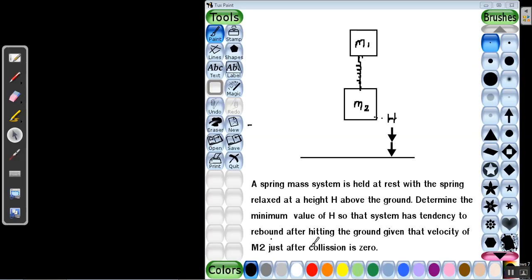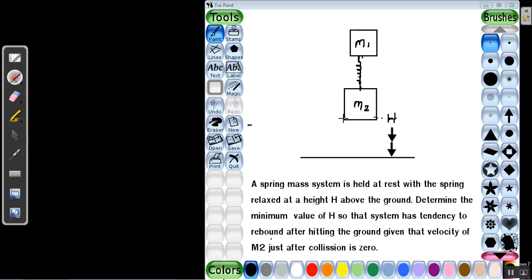Welcome guys. Today we are going to solve this question. See here, this is the spring, and with this spring a mass m2 and m1 is attached, and the height of m2 from the ground is h. The whole spring and mass system is released from this height with initial velocity zero.